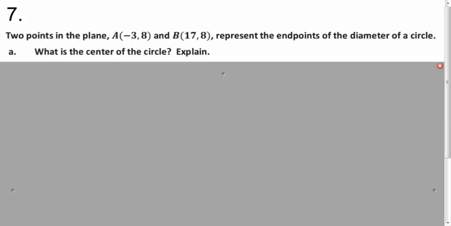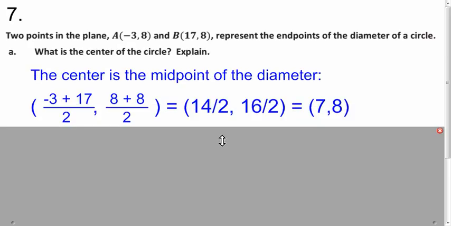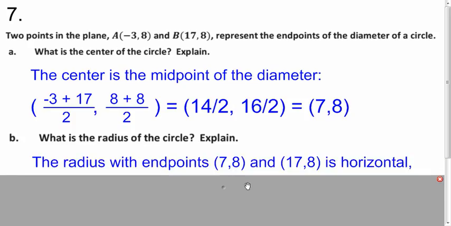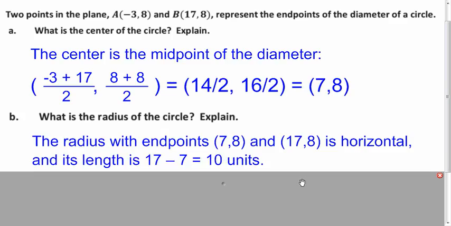And here we have the endpoints of a diameter. So what's the center of the circle going to be? Well, if these are the endpoints of the diameter, then the center has to be its midpoint. So just find the average of the x coordinates and the y coordinates, and we get the point 7, 8. What's the radius? Well, we know the center, and we have a point on the actual circle. We could use either point here. And what's nice here is that we have a horizontal radius. Right? The y values are both 8. So we just subtract the x values, and we get that it's 10 units.